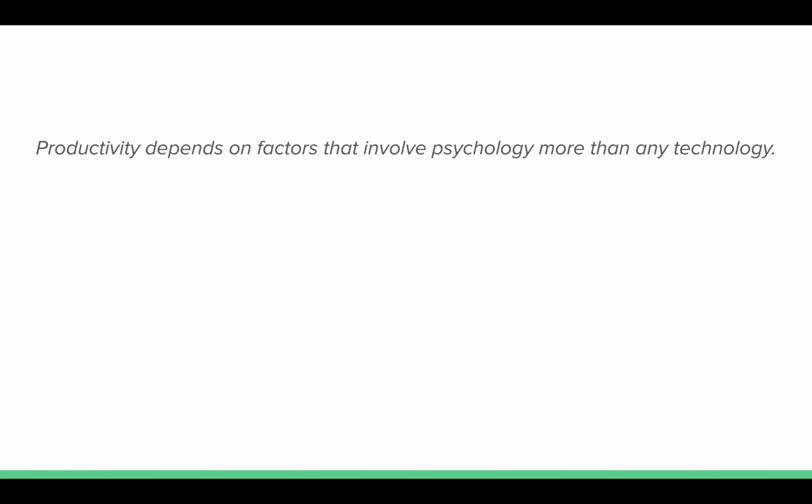All right. So here's what we're left with. Productivity depends on factors that involve psychology more than any technology. Now this is much better, but we're not done. There are still words in here that are just taking up space. Do you notice them? You think you see them? Here they are. Factors that involve. Okay. Productivity depends on factors that involve psychology.